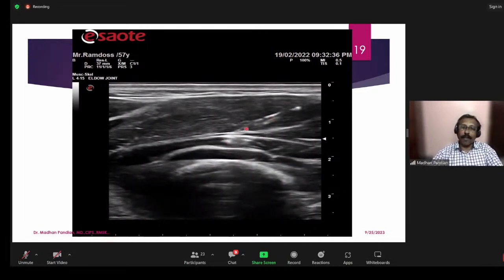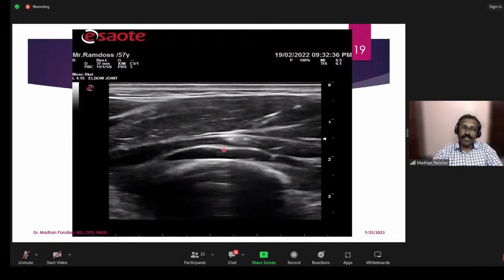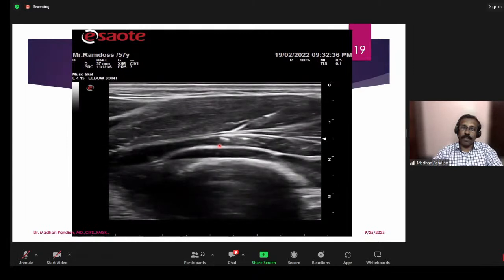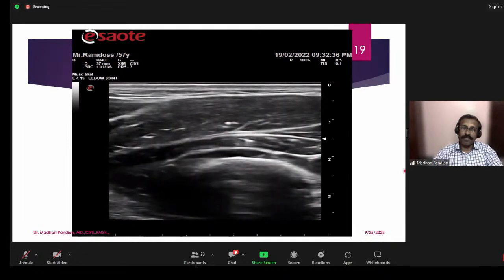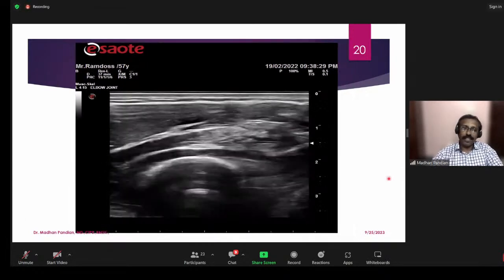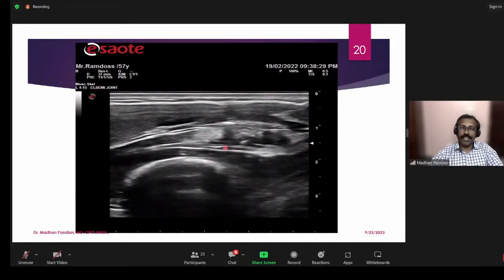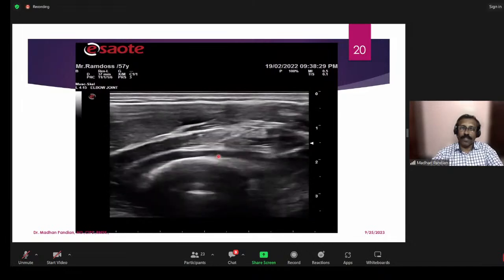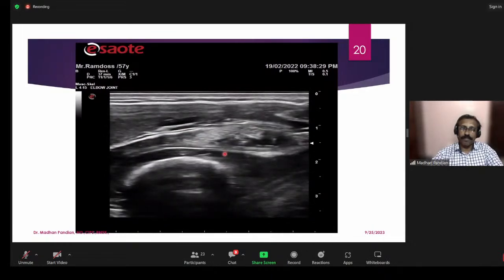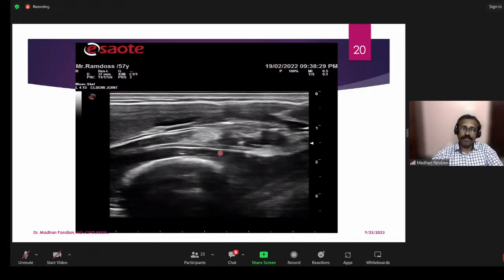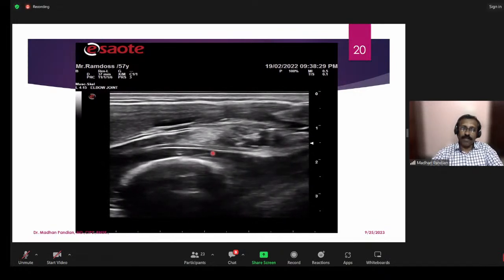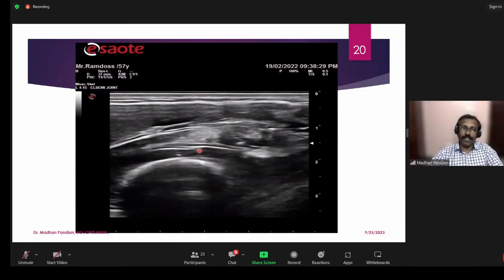So you could see the needle coming in. That's a long axis of the nerve. Giving 5% dextrose above the nerve. And this is injecting around the nerve, that is above the nerve as well as below the nerve. You could see below the nerve also it is spreading.